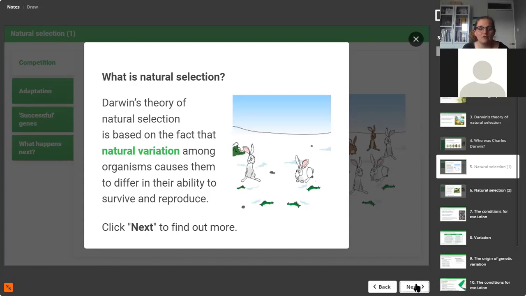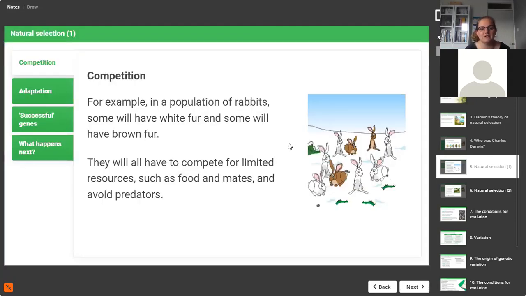Those advantageous ones help them to survive and reproduce and will get passed on to future generations and can then direct evolution. Those more disadvantageous ones often don't get passed on because they don't help survival or reproduction. So, competition. For natural selection to work, there needs to be an element of competition.